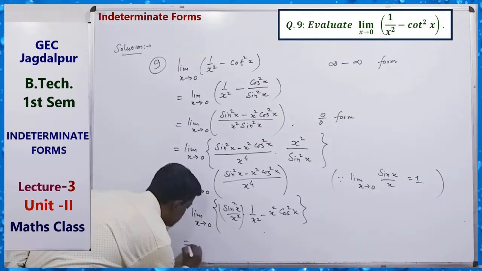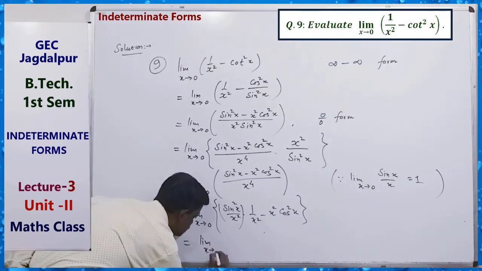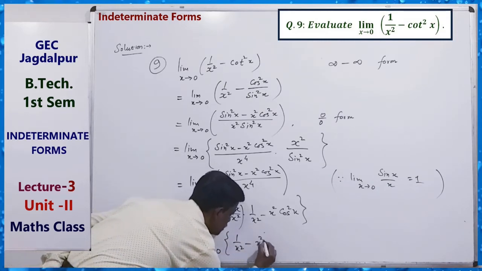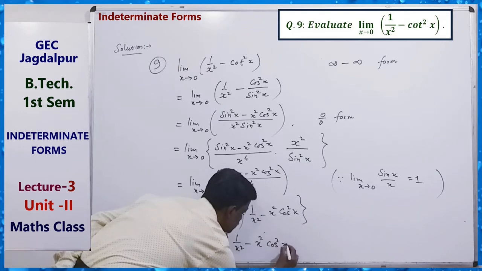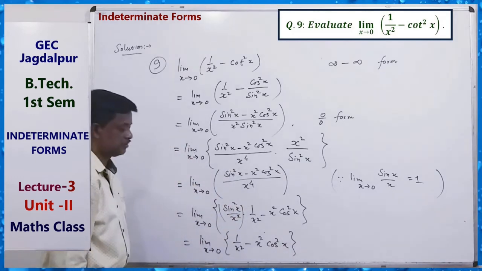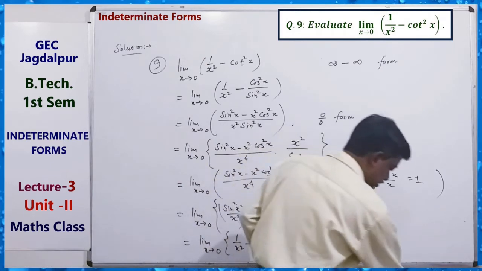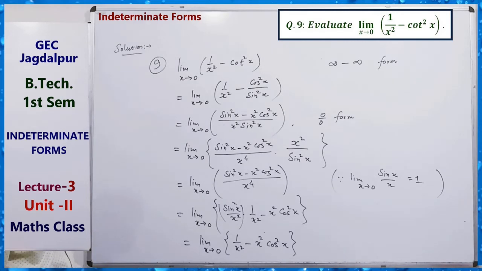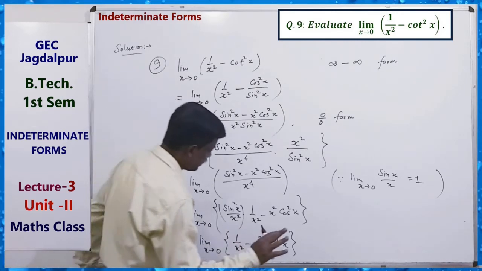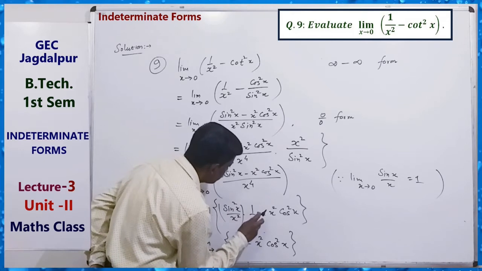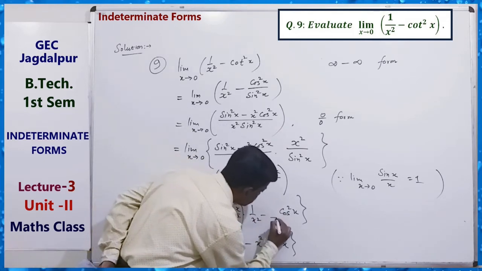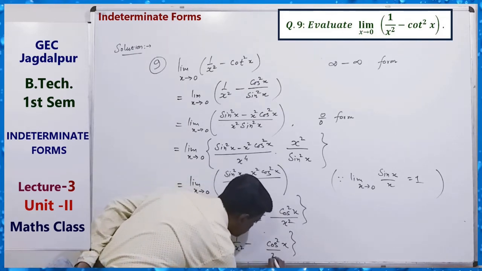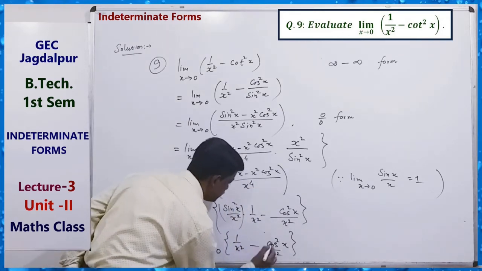So this can also be written as what? Limit x tending to 0 of 1 by x square minus x square cos square x. It can also be written like this, with x to the power 4, so x to the power 2 by x to the power 2. So this is the value.